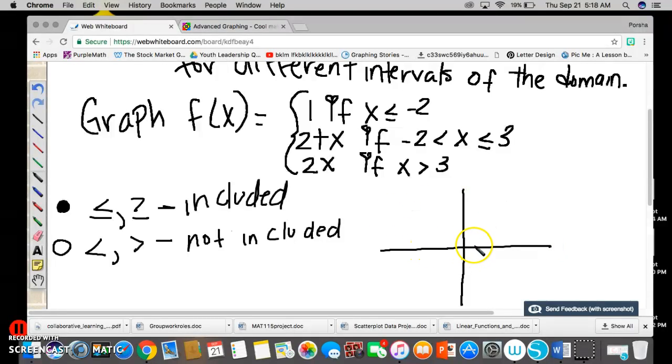So let me just go ahead and draw my graph. I was supposed to have it already drawn, but I just jumped right into the video because like I said, I'm doing this early in the morning for you guys. So I am almost there.